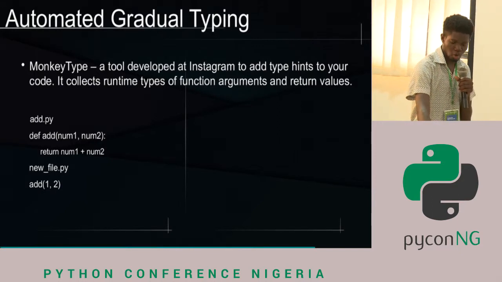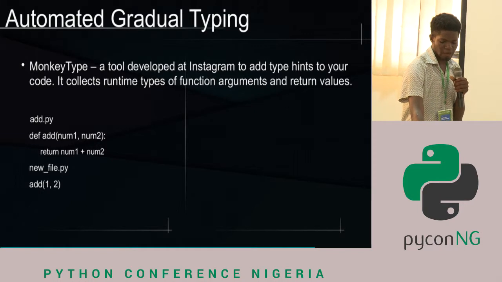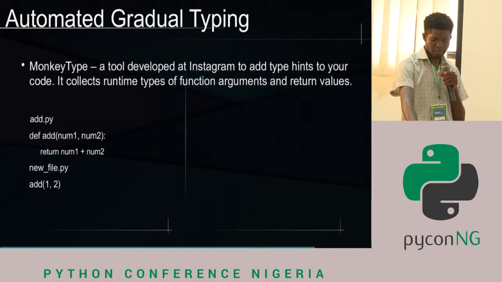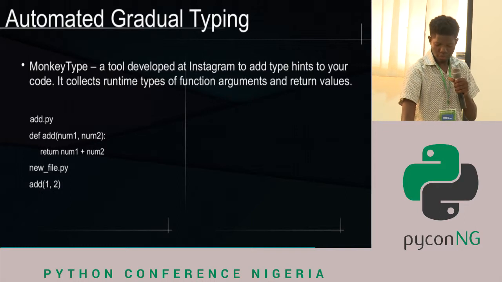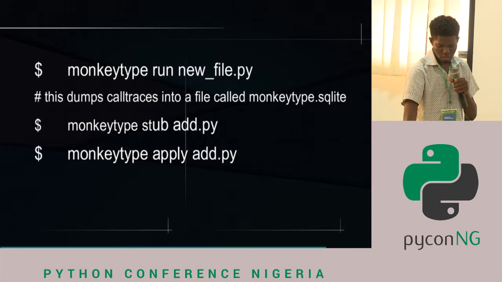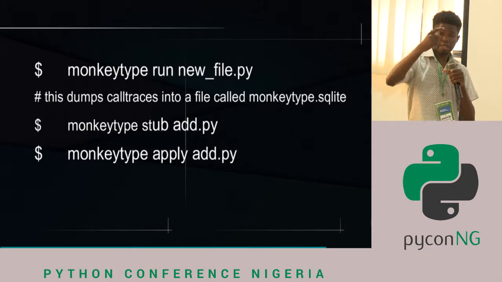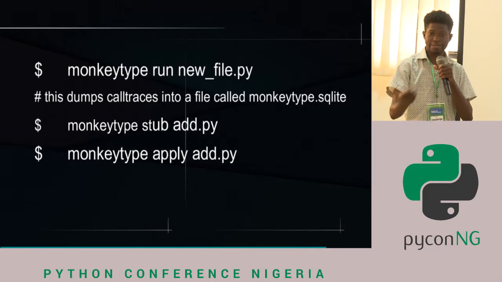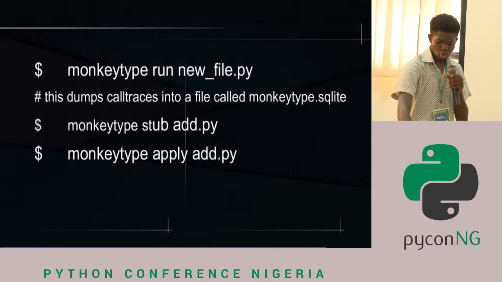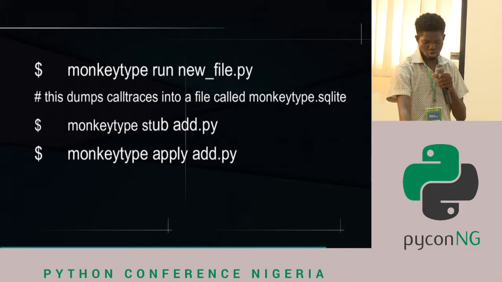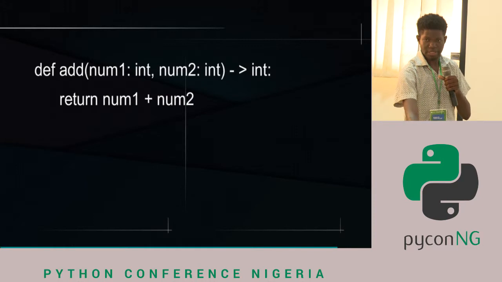If we have a file called add.py with this function add, you then call that function in a new file. After calling it, you run MonkeyType. Do a pip install monkeytype. Then you run monkeytype on the new file that calls the function. It dumps all traces into a database file called monkeytype.sqlite3. The database stores the code traces. Then you can directly apply monkeytype on add.py and see something like this.